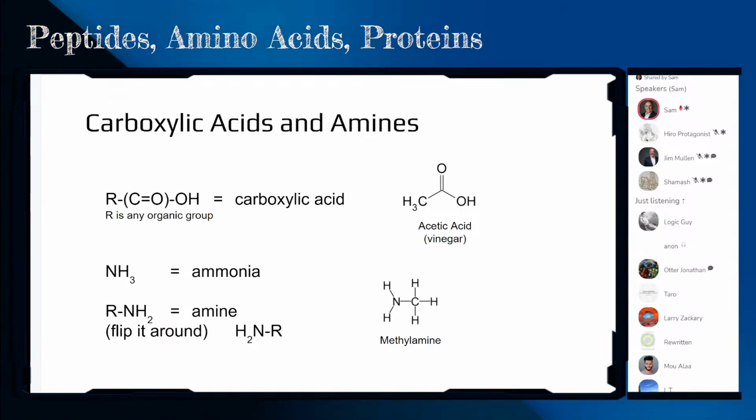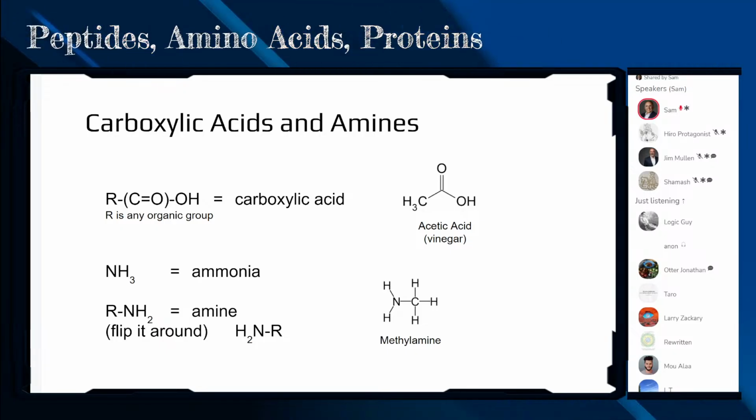On the right, I have the R group, and the molecule is a methyl group, a CH3. And so that is acetic acid, which is the acid part in vinegar.